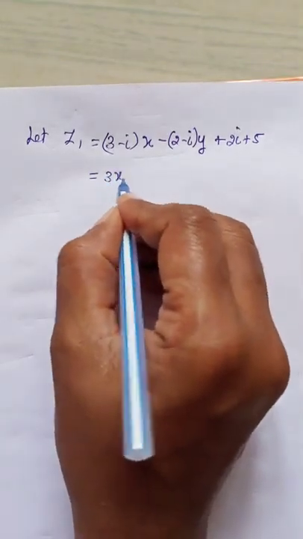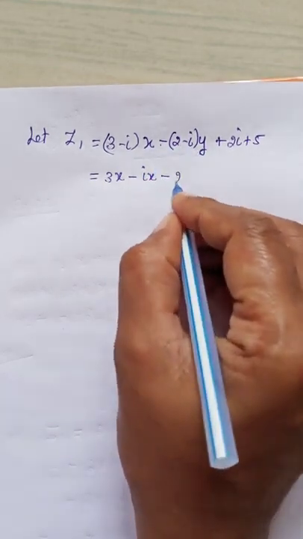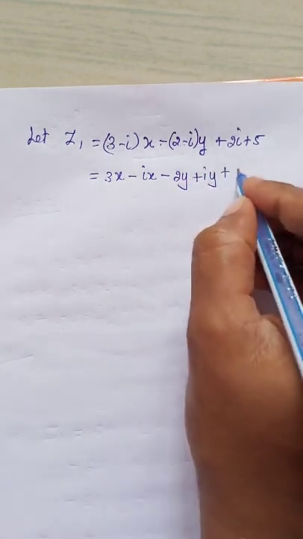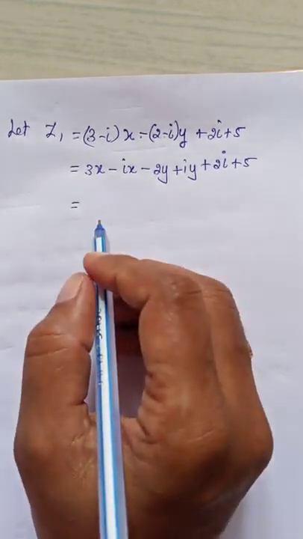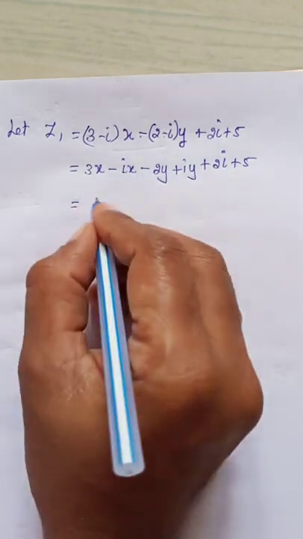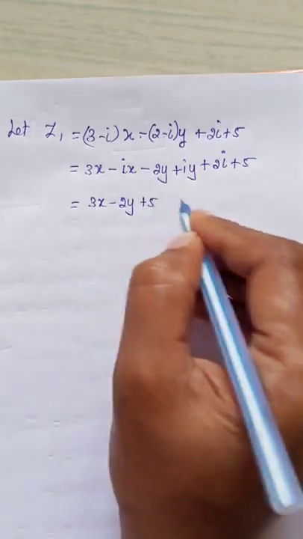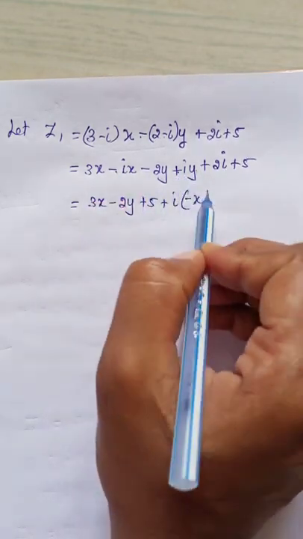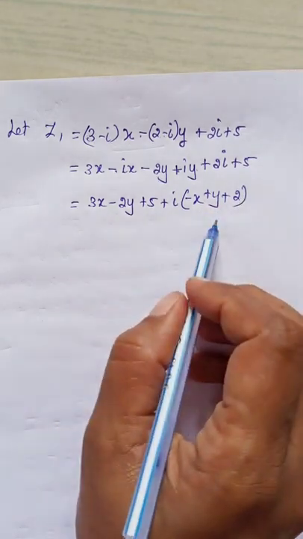That is 3x minus i into x. Here, minus 2 into y. So minus 2y, minus i into minus, plus iy plus 2i plus 5. Now we have to separate the real part. Real part means without the i term, isn't it? This is 3x minus 2y plus 5, plus i into, here we have, minus x plus y plus 2. So this is the first term.